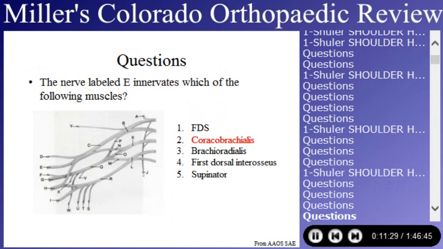So the answer is 1, the radial nerve. Nerve labeled E innervates which of the following muscles? This is more representative of the type of question. E is the what? Musculocutaneous nerve. Innervates the coracobrachialis.